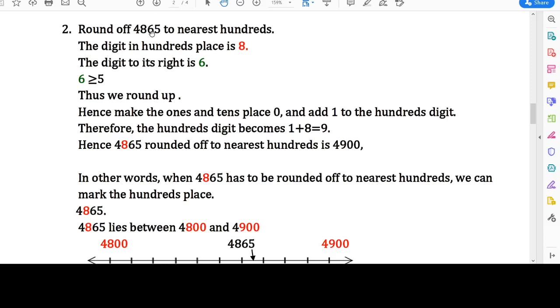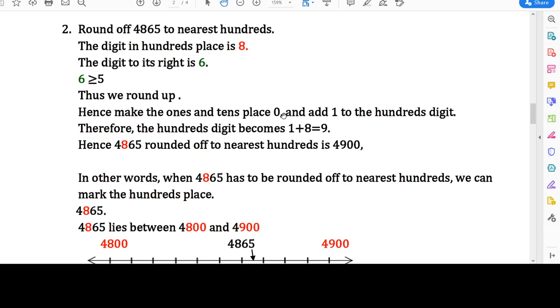We will make all these digits 0, like the digits in the units place and tens place will be made 0. And we will add 1 to the digit in the hundreds place. Since we are rounding off to the nearest hundreds, we will add 1 to the digit in the hundreds place. So, since we add 1 to 8, it becomes 9. Hence, 4865 rounded off to the nearest hundreds will become 4900 because we are reducing the digits in the ones place and tens place to 0.